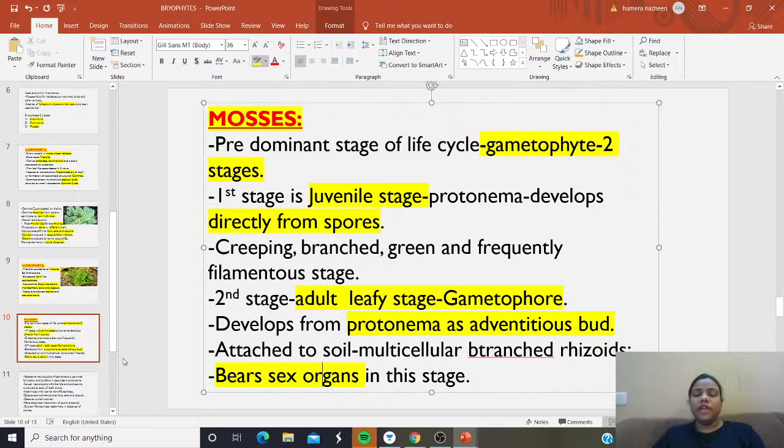The predominant stage of the life cycle is the gametophyte, which has two stages. The first is the juvenile stage, in which the protonema develops directly from the spores; it is creeping, branched, green and frequently filamentous. The second is the adult leafy stage, the gametophore, which develops from the protonema as an adventitious bud, is attached to the soil by multicellular branched rhizoids, and bears sex organs.